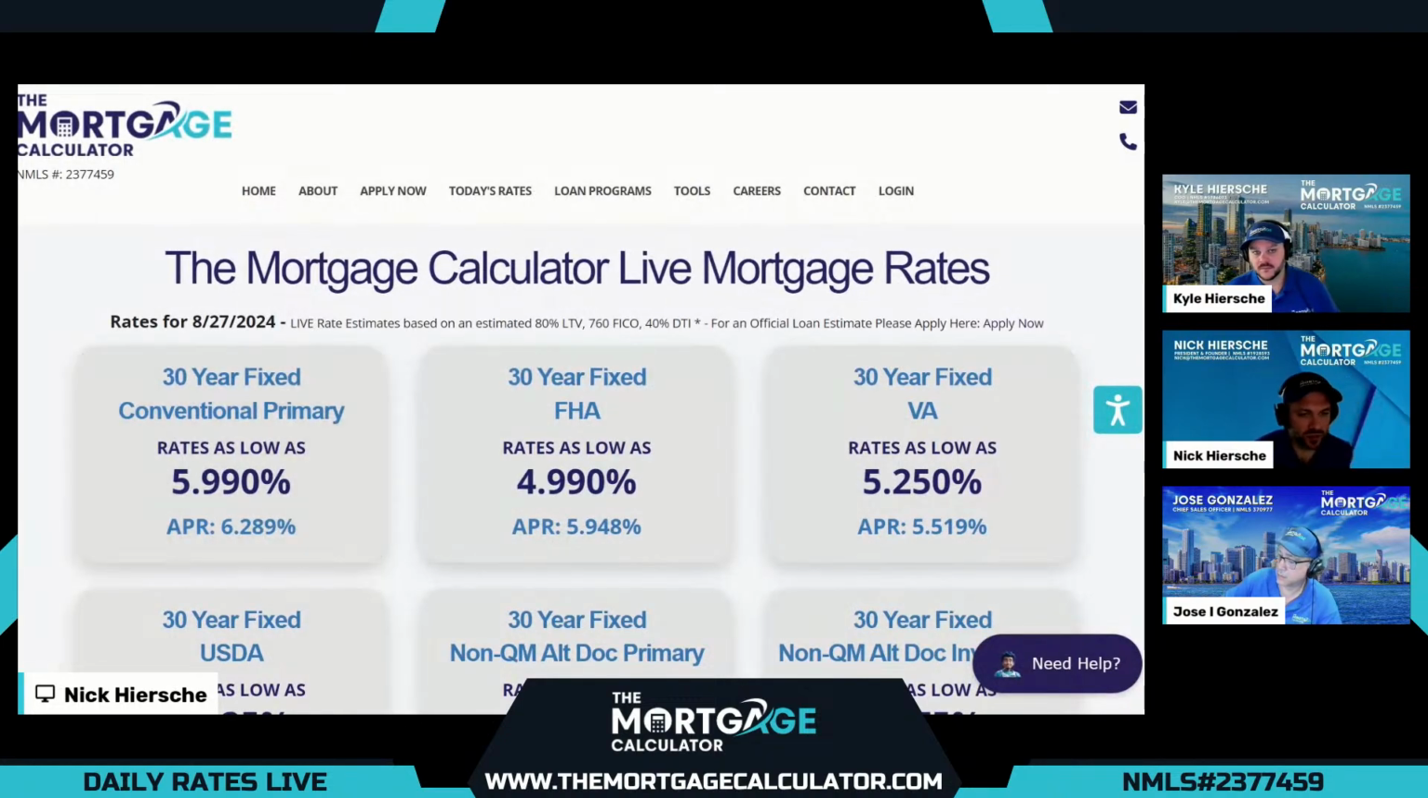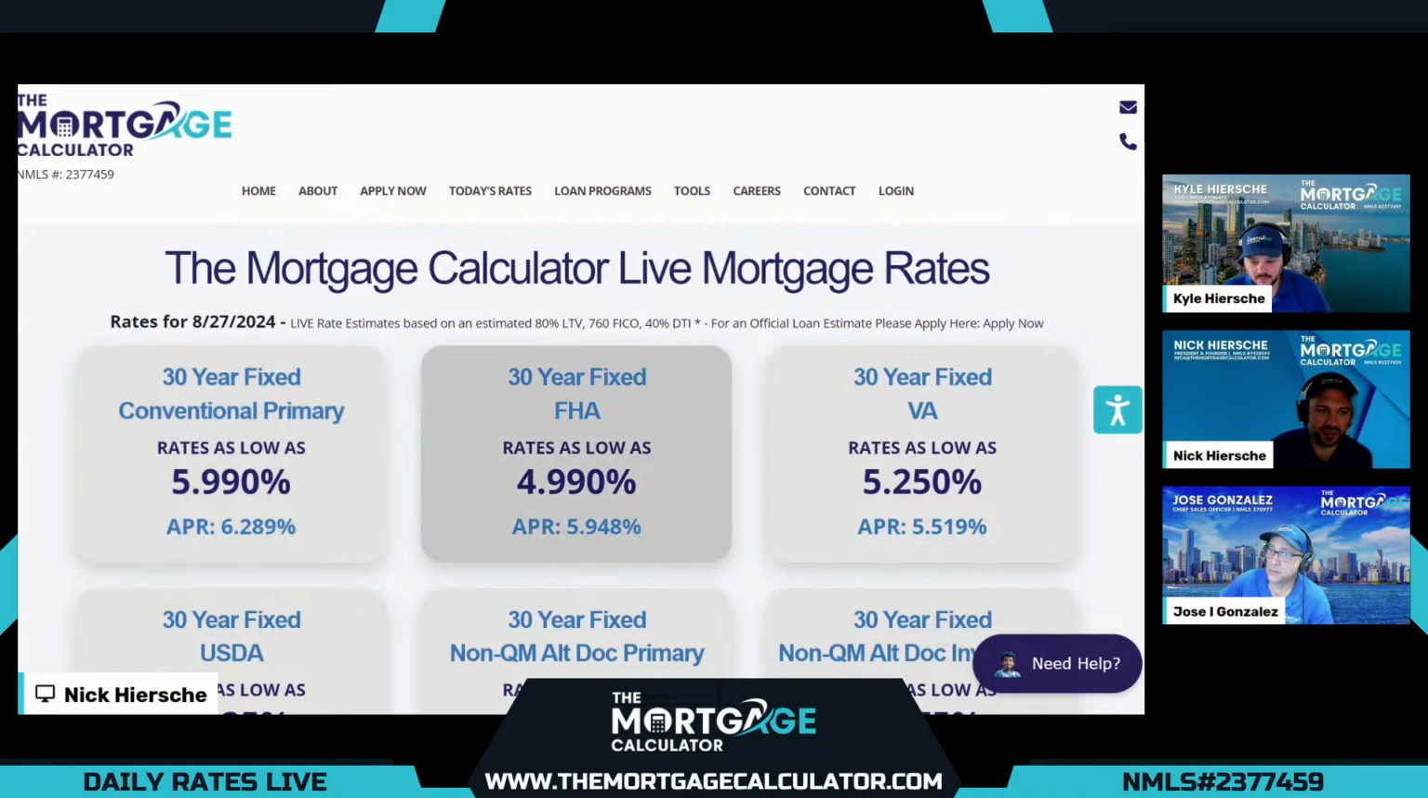All right. Love to see these numbers keep going down. First up, our 30-year fixed conventional option for primary home. Typically the standard option most people think of when they think of a mortgage. Coming in today under 6, which is awesome, 5.99. Final APR, 6.289.